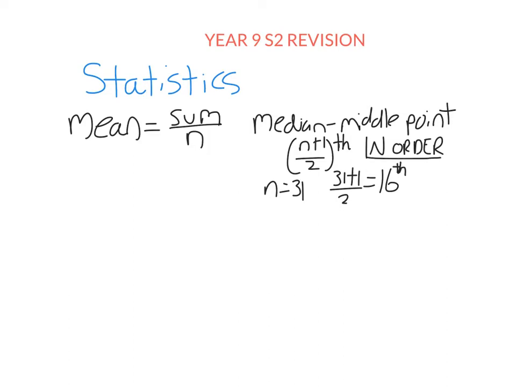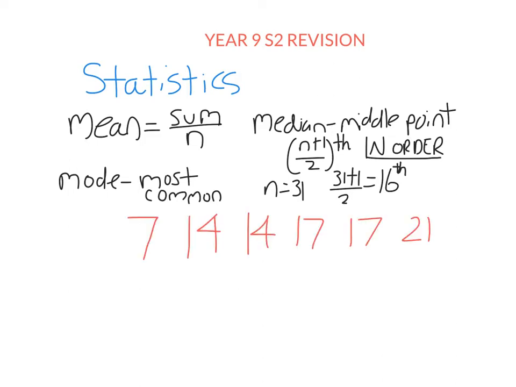The other one we need to know is the mode, and the mode is the easiest of all to find. It's just the most common, but do remember that data can have no mode if no scores are repeated. It can have two modes, we say it's bimodal. More than two modes, we call it multimodal, or it can be unimodal. So let's go ahead and look at an example.